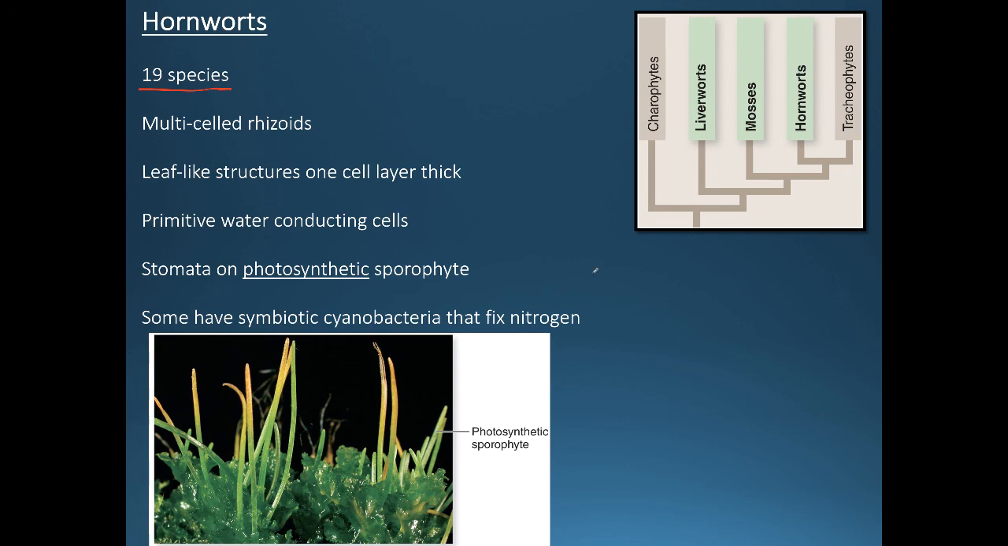What sets them apart is that they have stomata on these photosynthetic sporophytes. Here are those photosynthetic sporophytes down here. And finally, some hornworts form a symbiotic relationship with cyanobacteria, our good friend from way back when. And when they are in this symbiotic relation, the cyanobacteria help fix nitrogen.